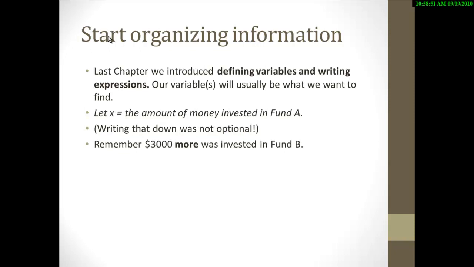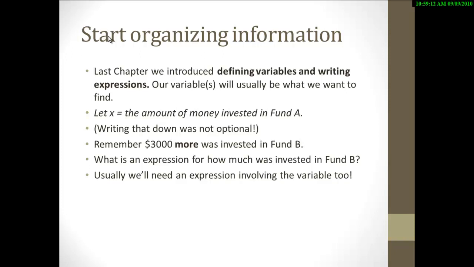Alright? And I want you to remember that $3,000 more than the amount of money invested in Fund A was also invested in Fund B. Now, it's tempting to make up another variable, and we'll talk about that later in the class, but we can keep things simple for now by just writing an expression instead. Alright, so I want you to think of what an expression is involving X and 3,000 that represents how much money is invested in Fund B.